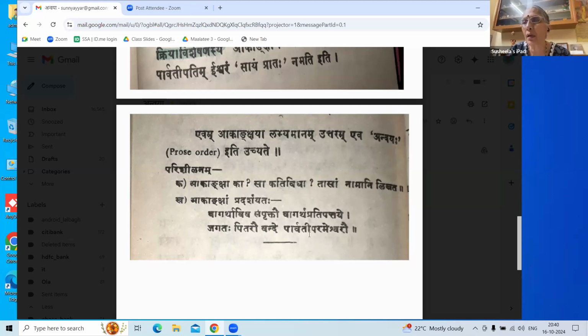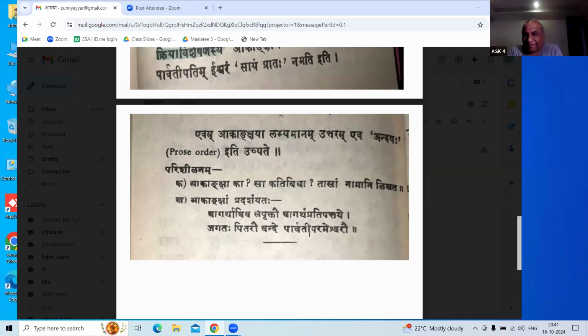Pitarau together is the father and mother of the world, of the Jagat. So together it has to come, right? Pitarau means parents, basically. All right, so that is the correct question. Now you found the subject, you found the object. And then what is the question for Vagartha?